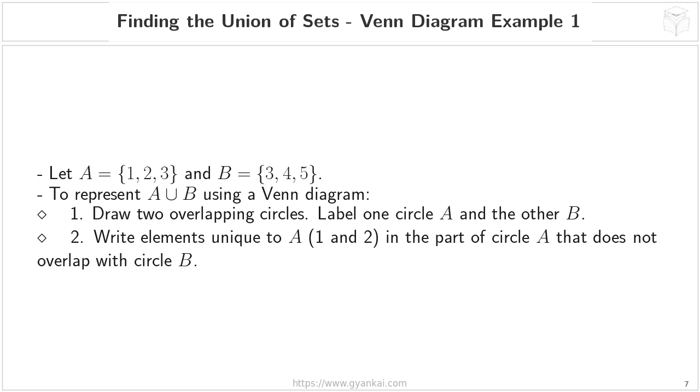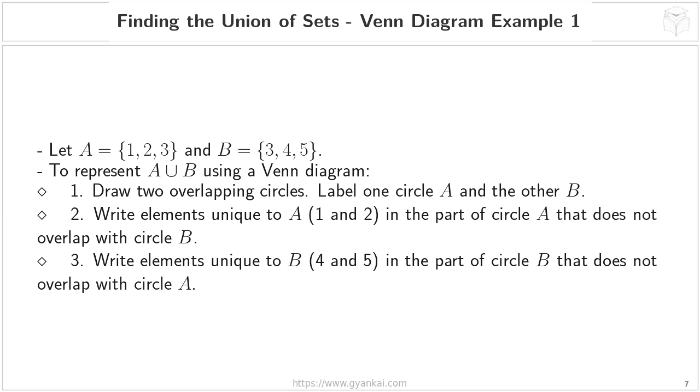The elements unique to A, meaning the elements that are in A but not in B, are 1 and 2. So, we write 1 and 2 inside the part of circle A that doesn't overlap with circle B. Now, let's do the same for set B. The elements unique to B, meaning in B but not in A, are 4 and 5. We write 4 and 5 inside the part of circle B that doesn't overlap with circle A.